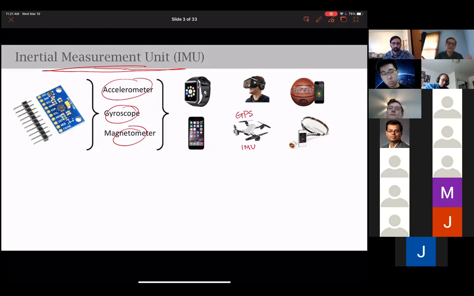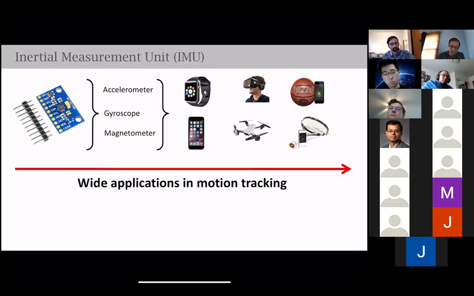Robots, self-driving cars, satellites, all kinds of applications. Planes, ships. So motion tracking is very popular, and IMUs have been super integrated in many, many devices. So there are wide applications in motion tracking for these IMUs.